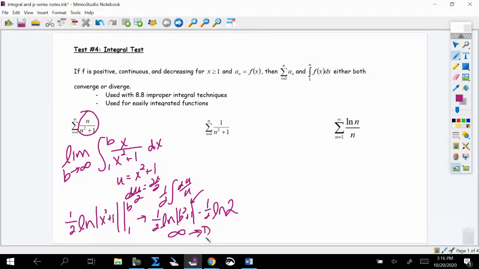So we would say this one diverges by the integral test because we get an infinite value for the improper integral. Same idea for the second one. We're going to set up the improper integral the exact same way, going to infinity.